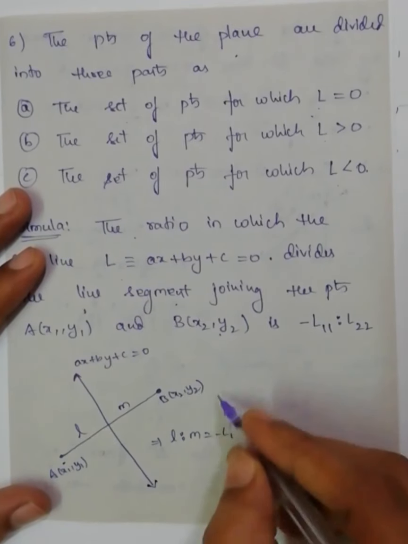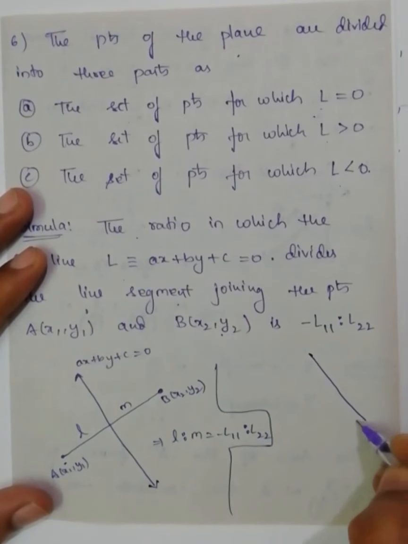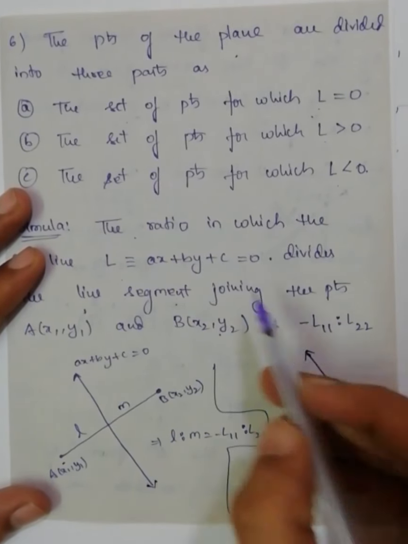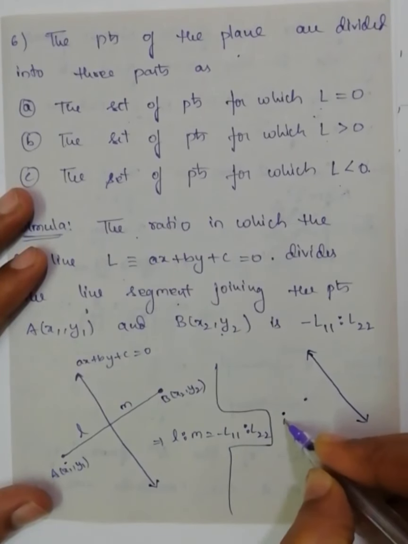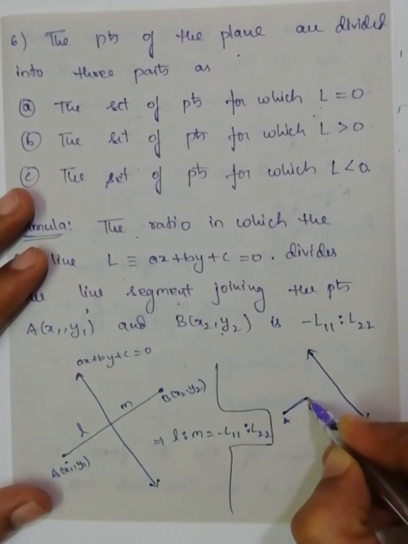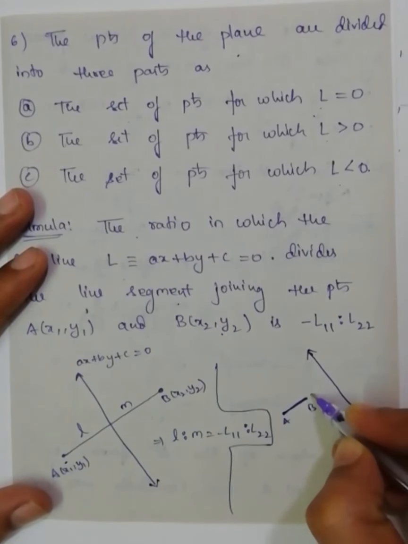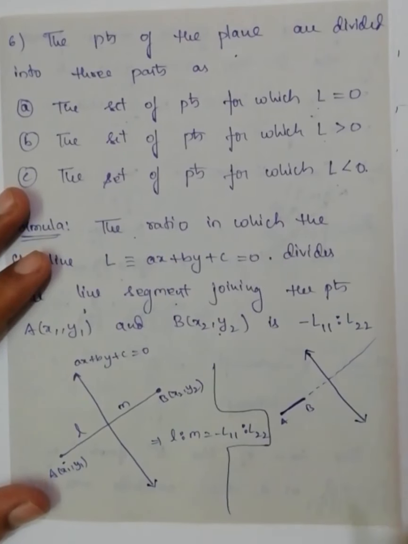Suppose this is the line ax plus by plus c, and these are the 2 points A and B, and this is the line segment. This is the line segment. This is the whole line and this is the part.